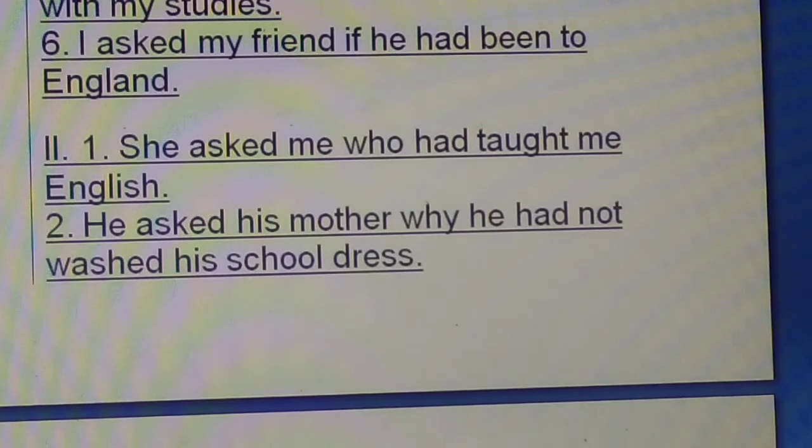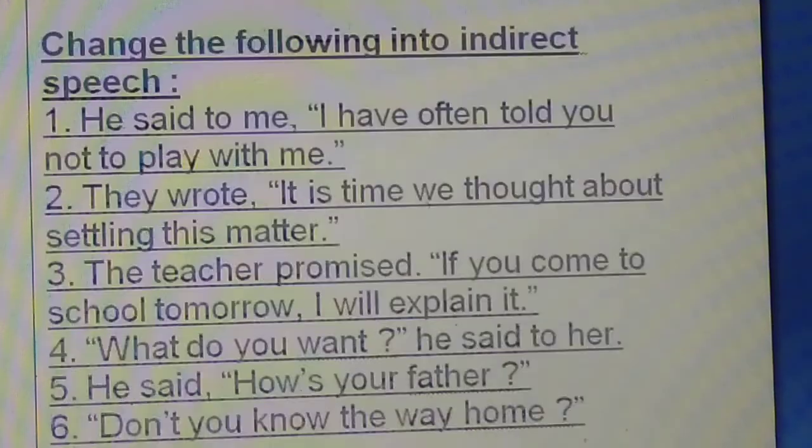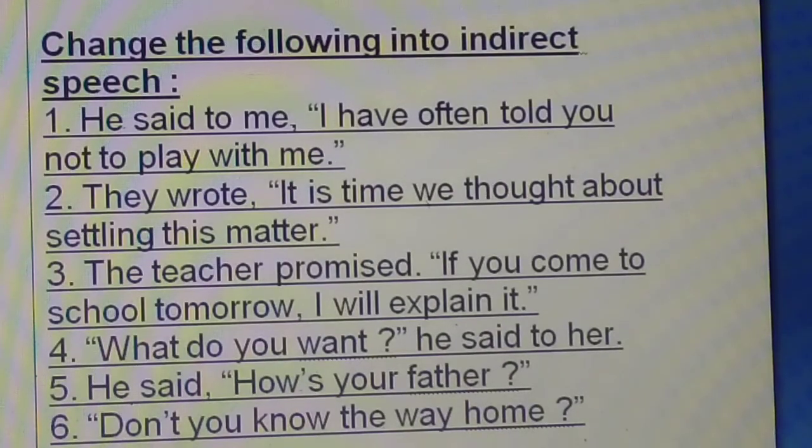So these are the answers that I am showing you, children. Have you noted down? Have you checked whether you got them all correct? In case you have made a mistake, please do the correction so that you learn the correct thing. Okay. Change the following into indirect speech. Here's one more exercise for you. What are you supposed to do? Change into indirect speech. Please note down and do it, children.